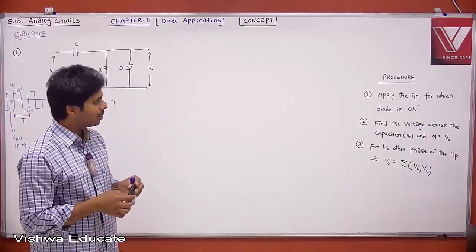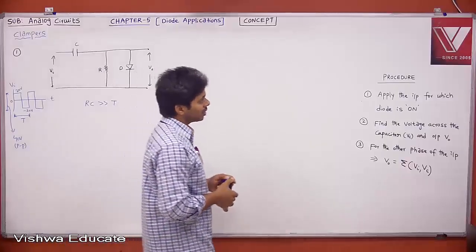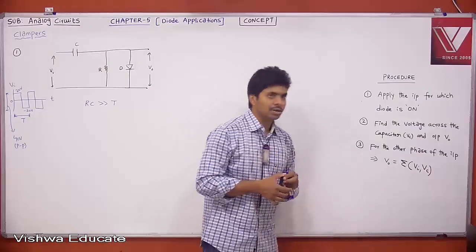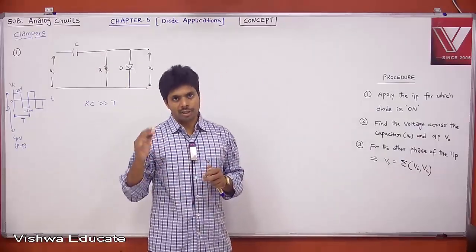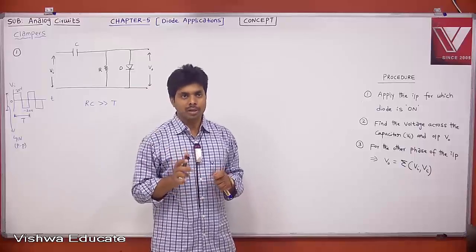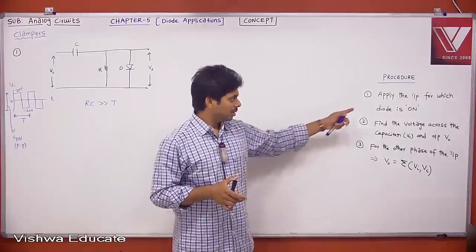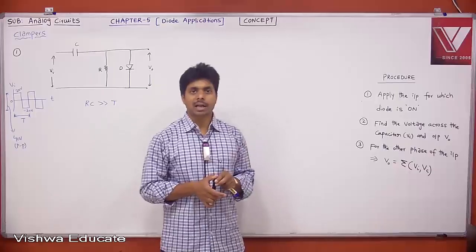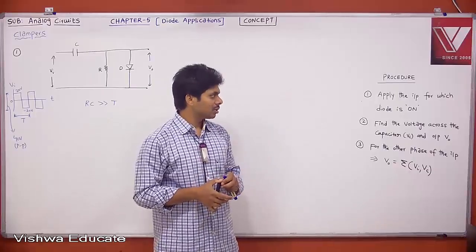Only 3 points we need to follow. What is the first one? Apply the input for which the diode is on. We need to start with either the positive peak or the negative peak, and that will be decided by whether the diode is conducting or not. Therefore, apply the input for which the diode is on.